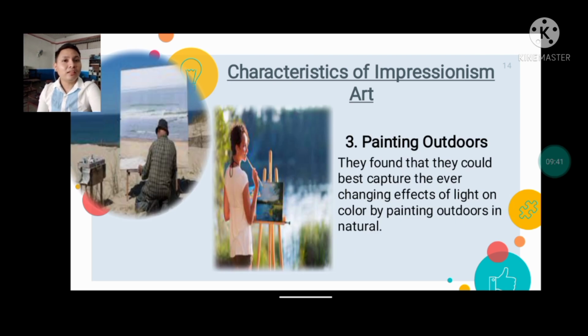Number 3, painting outdoors. This is what I told you earlier. They found that they could best capture the ever-changing effects of light on color by painting outdoors in a natural way. This means that whatever they see around them is what you will see reflected in their painting. Again, when we say Impressionism art, they are not focused on studio-type forms of painting. They mostly like to go outside to paint what is around them.